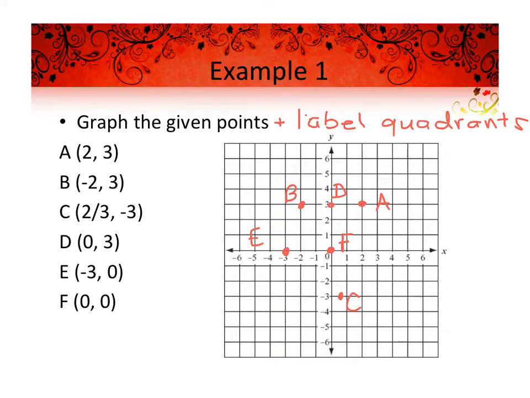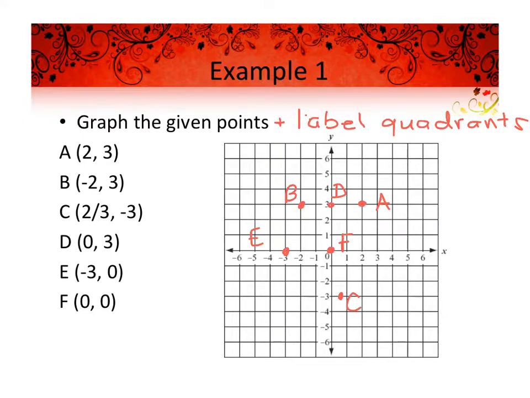All right, so point A, 2, 3 is 2 to the right, 3 up. Point B, negative 3, 2 is back 3, up 2. C is to the right 2 and 2/3, so this is an approximation, doesn't have to be exact, down to negative 3. D is 0, 3, so you don't go left or right at all. You go up 3. E, negative 3, 0 means back 3. You don't go up at all. And then F is 0, 0, right there where they cross.